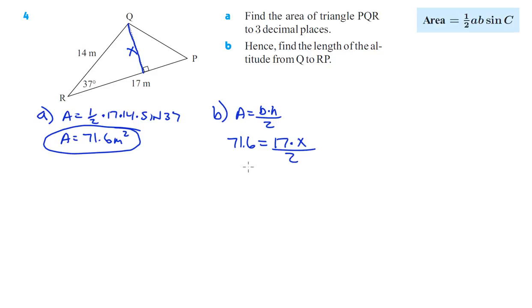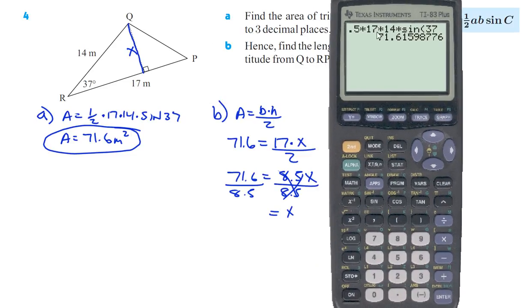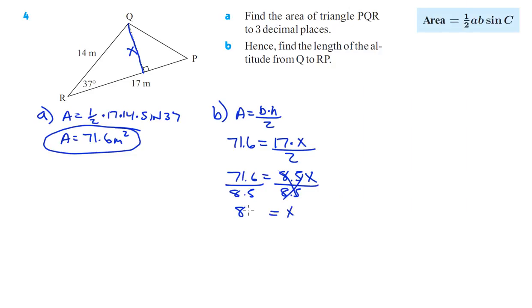Okay, and then now we're just going to solve this. A couple ways to do this. I'm just going to do this. 71.6 equals 17 divided by 2, which is 8.5x, right? So to figure out what x is, just divide by 8.5, and we'll get that x is equal to whatever that is. So 71.6 divided by 8.5 gives us 8.42. So we'll call x equals 8.4 meters.